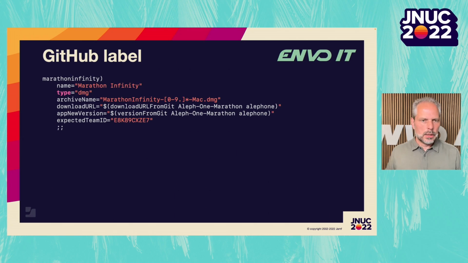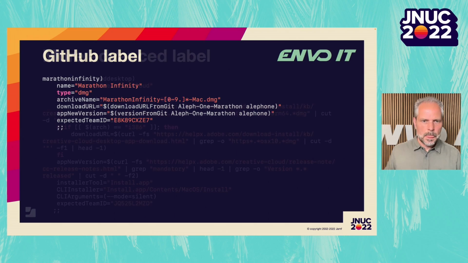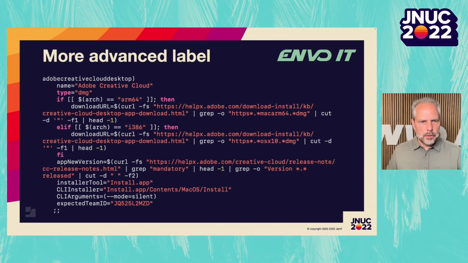So I had to put in a regular expression to find this, and I will show a little bit later how to build this particular label. And then we have a much more advanced label here that is functioning very well, and that is how to install the Adobe Creative Cloud desktop app.